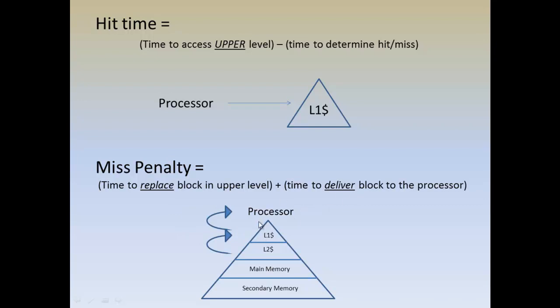So if there is data that our processor needs to access, but it's not in this L1 cache, then we have to go and find it somewhere else. If it's in our L2 cache, that's great, but we need to be able to take that information and put it back into the L1 cache and then take it and give it to the processor. That is what the miss penalty is calculating, the time that it takes to do these two steps.